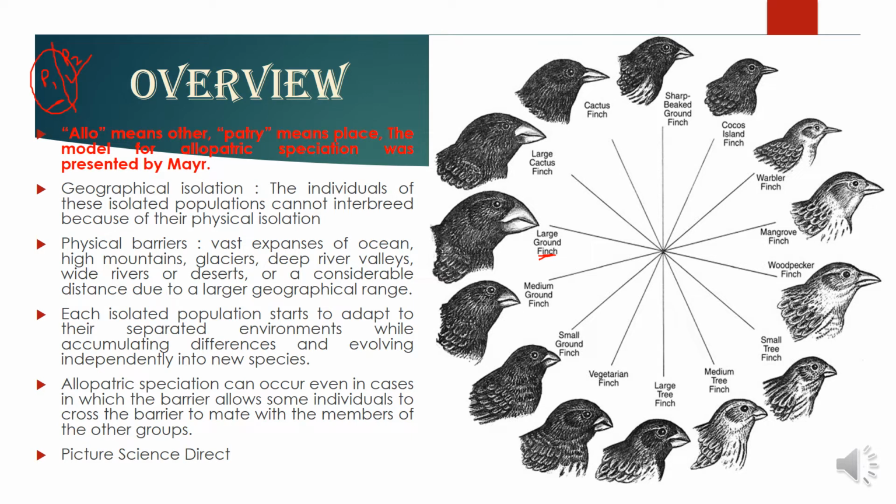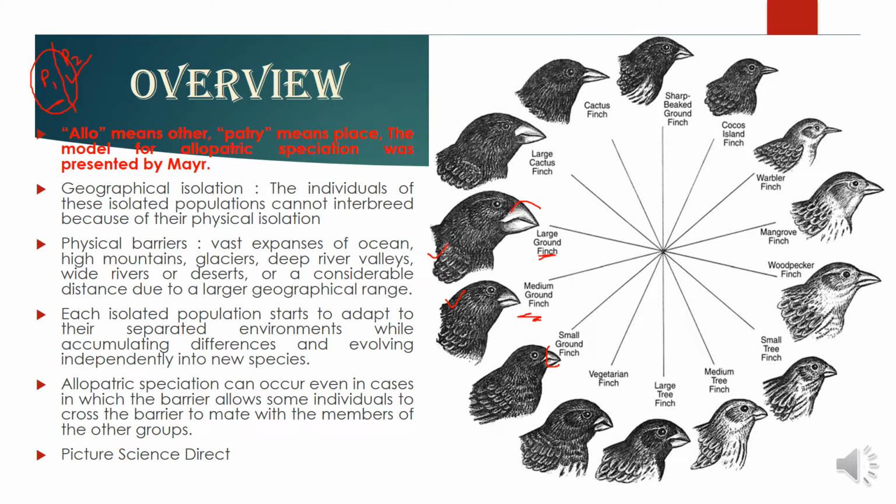Apart from that, there is also a medium ground finch which has an intermediate beak size. This medium ground finch not only feeds on seeds and nuts, but also on various vegetation as well as insects. So it is intermediate between the large ground finch which has a very large beak, and the small ground finch which has a very small beak.